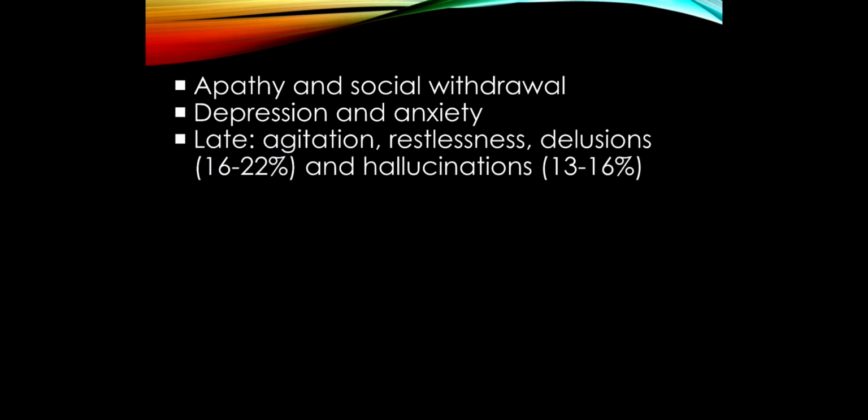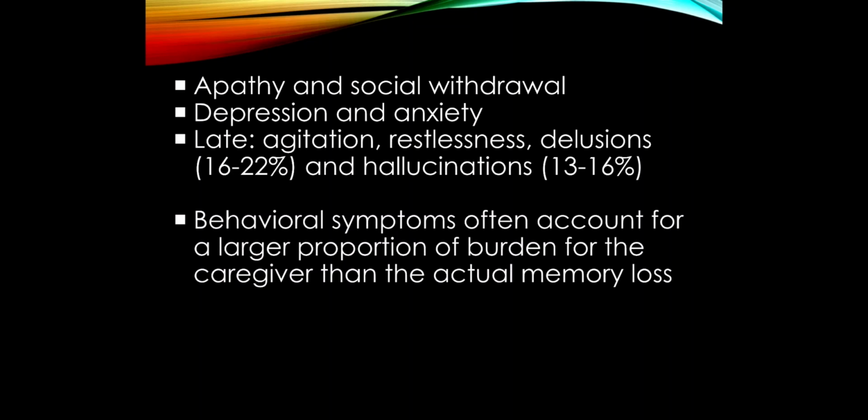In a more advanced patient with Alzheimer's, now we get apathy and social withdrawal. Again, they tend to be outgoing early on, but then more withdrawn later on. And as the disease advances, we need to remember that mental health issues in Alzheimer's are very common. So depression and anxiety, and in the late stage, agitation, restlessness, delusions, and hallucinations. And these are very distressing for family members. Overall, for family members, the behavioral burden of this tends to be more troublesome even than the memory loss.